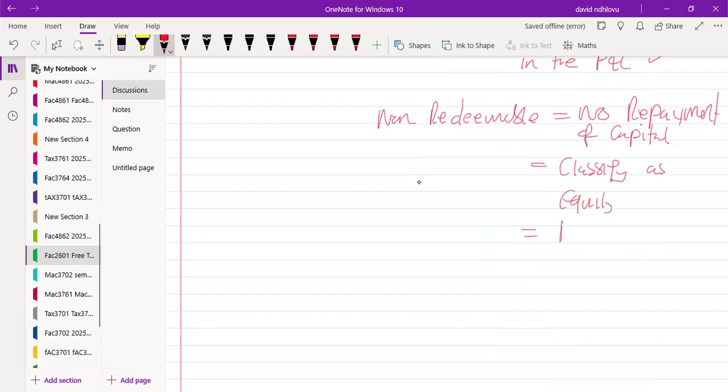Right, which means the dividend is not a finance cost. The dividend is not a finance cost, and will be accounted for in the statement of changes in equity.